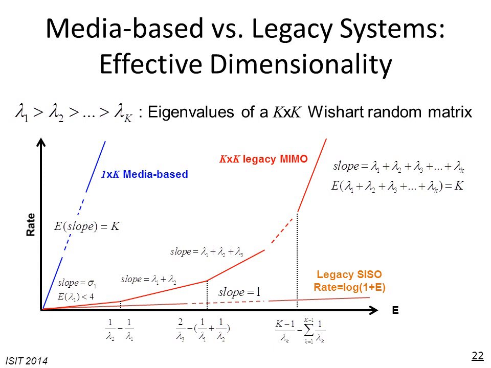However, in a 1 by K media based system, because the noise components over the receive antennas are independent, this slope of K will start right from the very low SNR region, and at low SNR, which is typically where we operate, the gap between this blue and red curve can be significant.